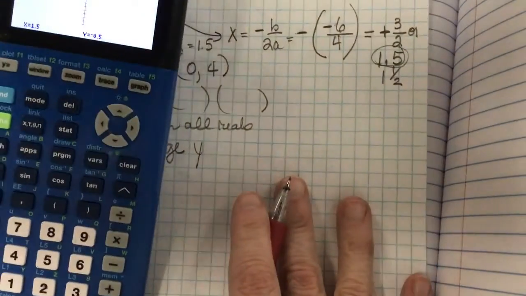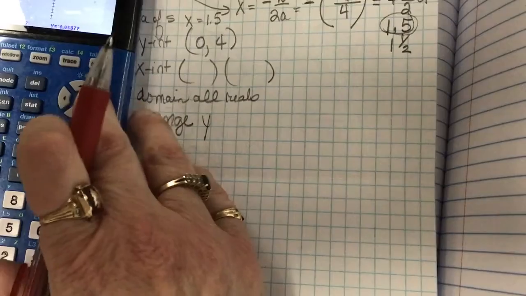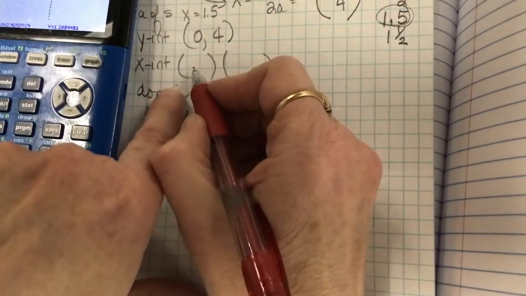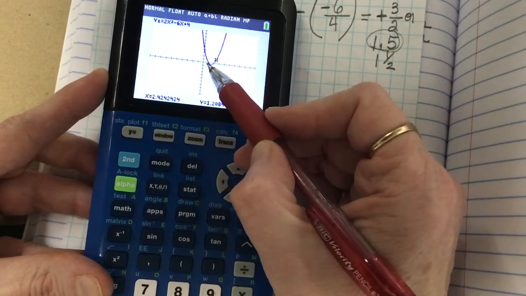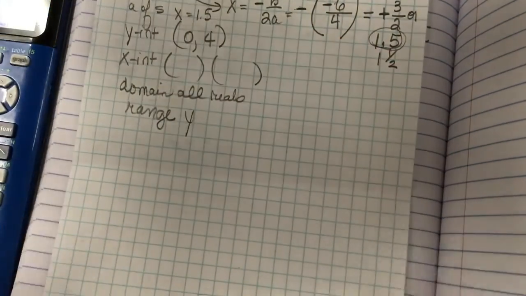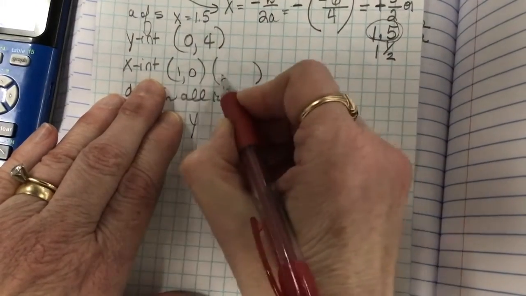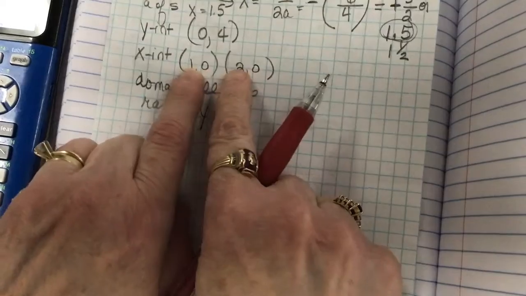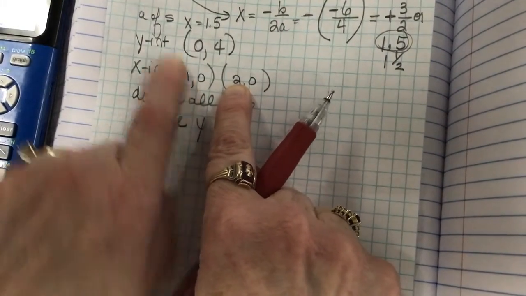Let's see. X-intercepts. Can you tell by looking at it what those are? And you can check them. What does this one look like? One of them's 1. That one's 1, and that one is 2. And see, 1.5 is between them. It's always the average. So you've got 1, 0, and 2, 0, and your vertex will always be the average of these two. See, 1 plus 2 is 3 divided by 2 is 1.5.